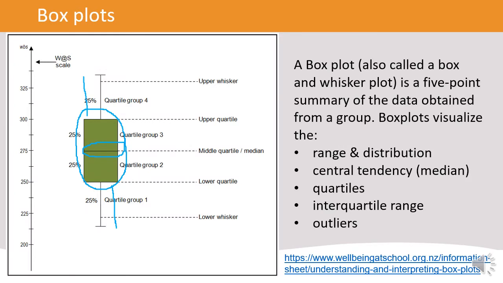A box plot, also called a box and whisker plot, is a 5-point summary of the data obtained from a group. Box plots visualize the range and distribution, the central tendency, which in the case of the box plot is always the median, the quartiles, the interquartile range, and any outliers in your data. This is how you interpret a box plot. The ends of the box are the upper and lower quartiles, so the box spans the interquartile range.